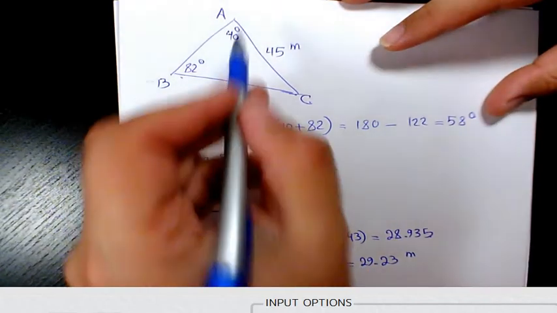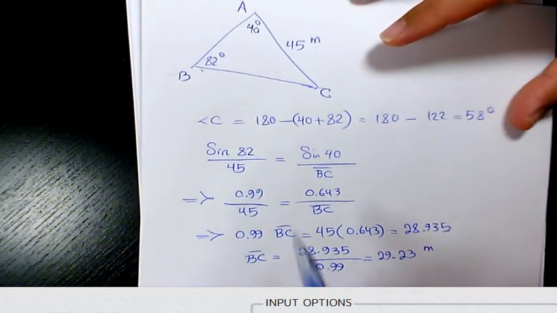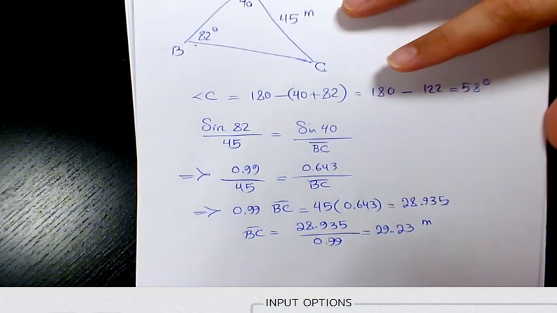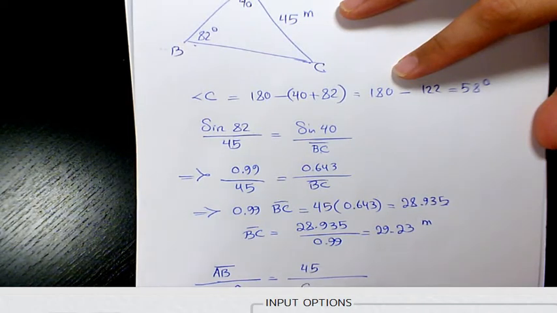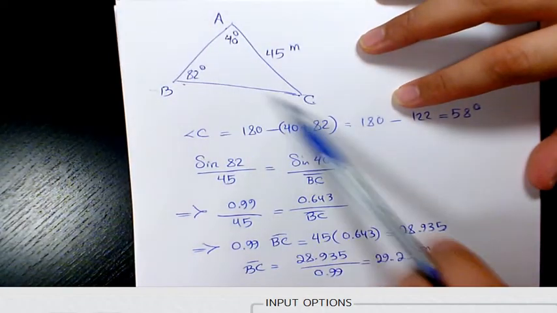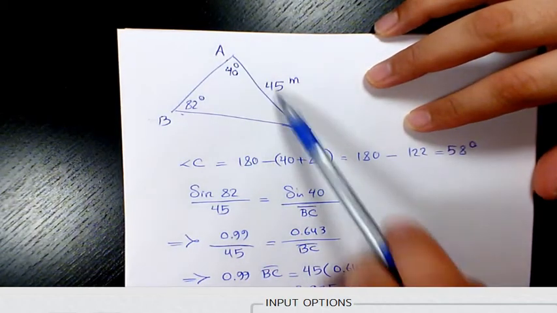Now let's find out AB. Now I'm going to use again sine law, but I can write in this same way here, or I can write it the other way around. I'm gonna say AB over sine C equals to 45 over sine 82. So AB over sine C, which is here, opposite to that, equals to 45 divided by sine 82.